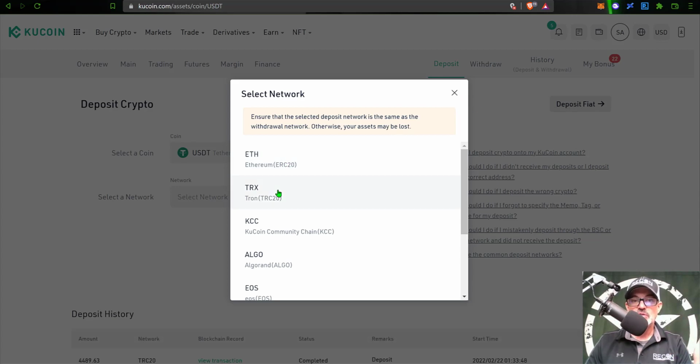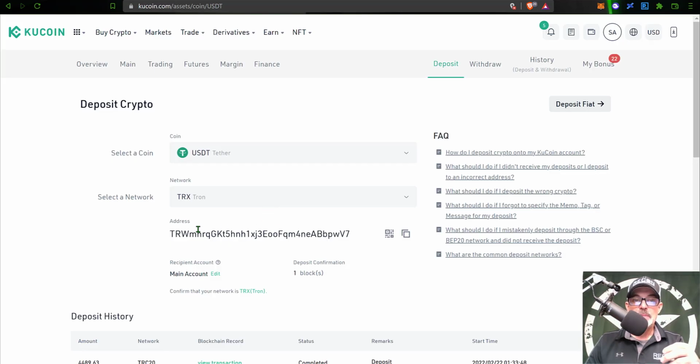Once you select your network, you then copy the address and paste it in your wallet address, whether that be Exodus or Coinbase or wherever you're sending money from. But the key is make sure you're using the right network. If you use the wrong network, your funds could be lost.